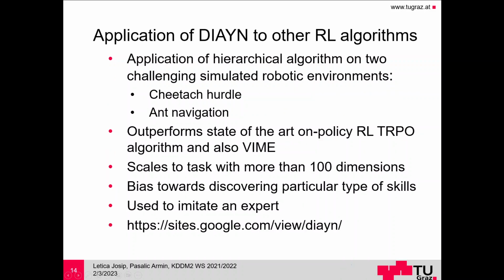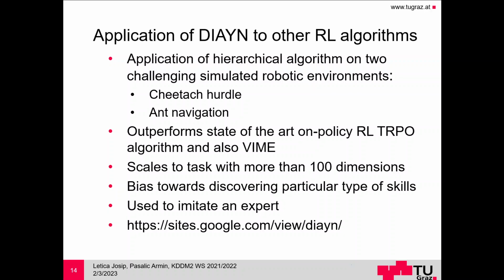And now we are coming to some more applications of Diversity Is All You Need to RL algorithms. They applied hierarchical algorithms on two challenging simulated robotic environments: cheetah hurdle and ant navigation. In cheetah hurdle, the cheetah has to not only move but also jump over some hurdles. And they were able to show that their algorithm outperforms the state-of-the-art on-policy method, trust region policy optimization, and also, as already stated, variational information maximizing exploration.